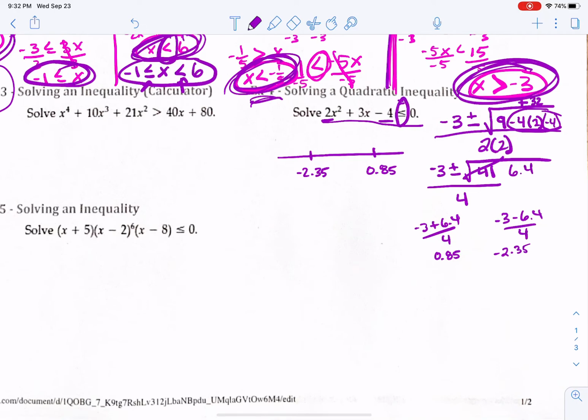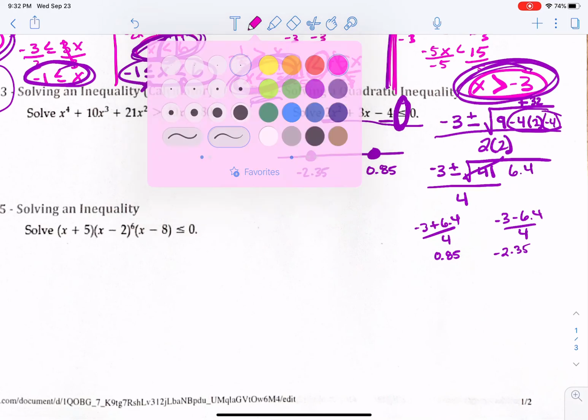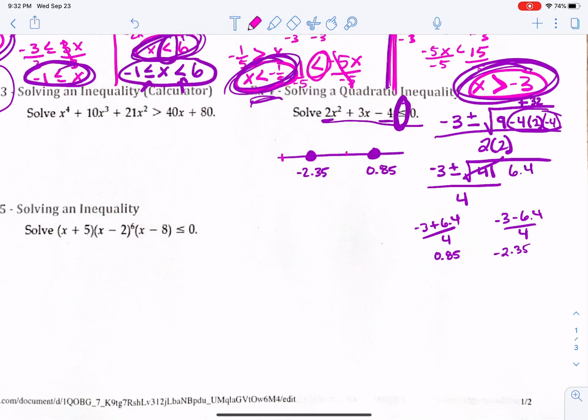I know from this symbol that they're both going to be closed circles, but I've kind of lost the direction that my inequality is facing. I don't know how those are going. I do know that they're closed circles. So what we're going to do is pick some test points. I'm going to test a number here, here, and here, and we're going to see which region should be shaded.